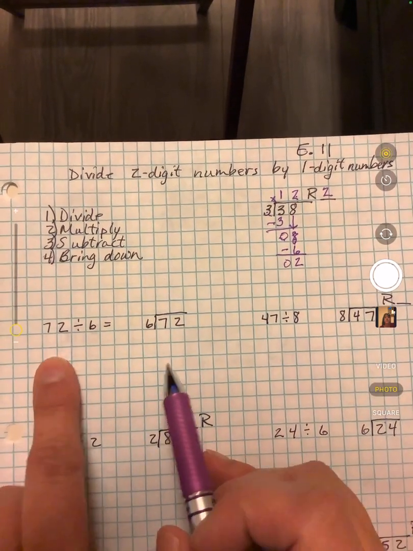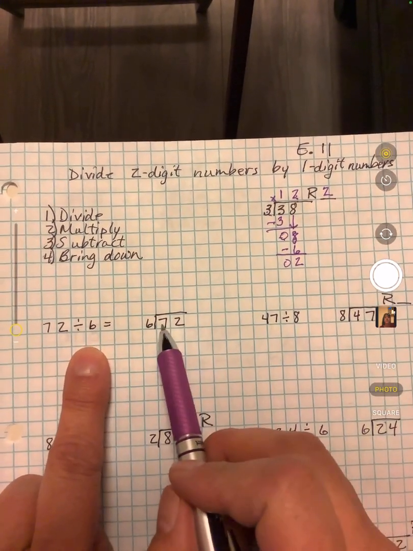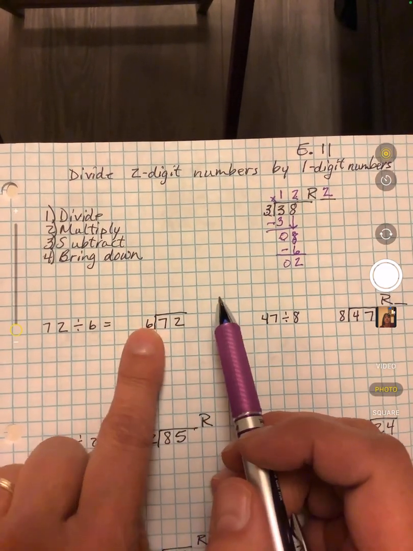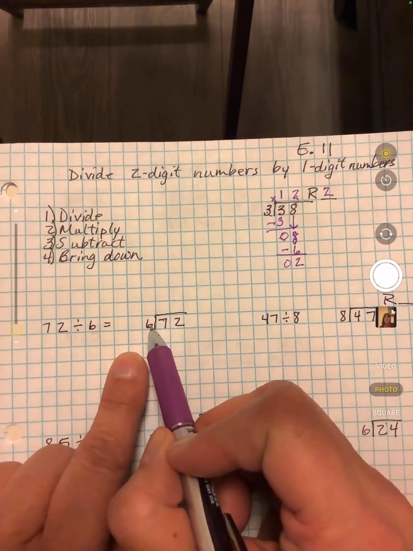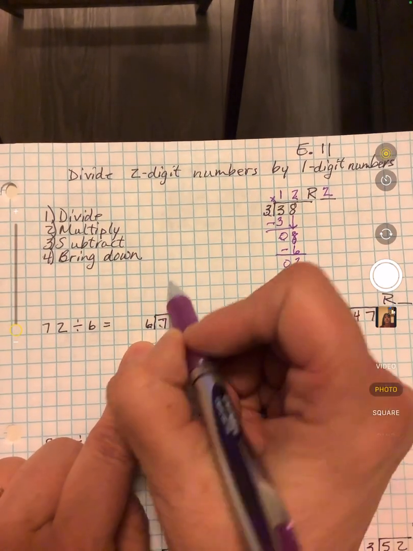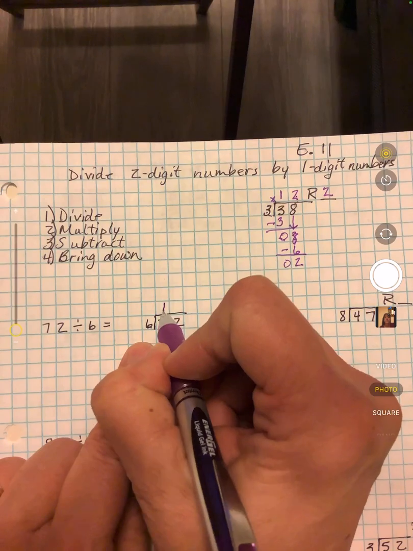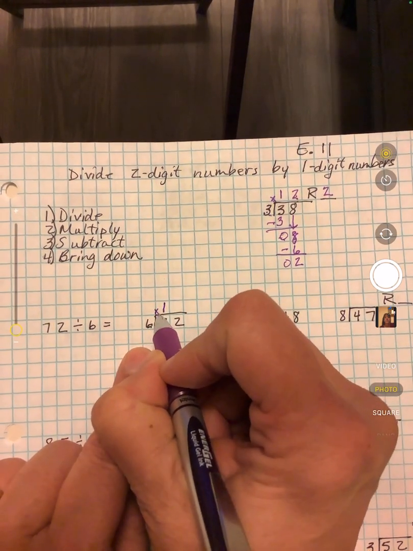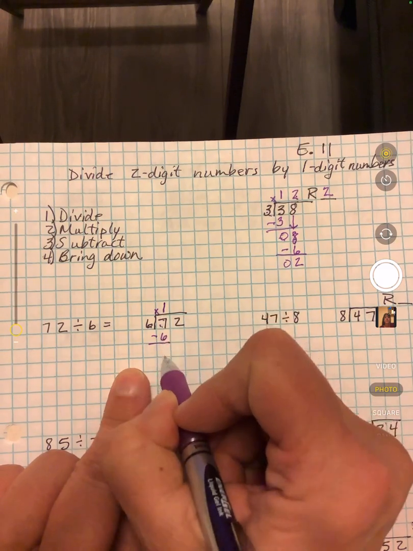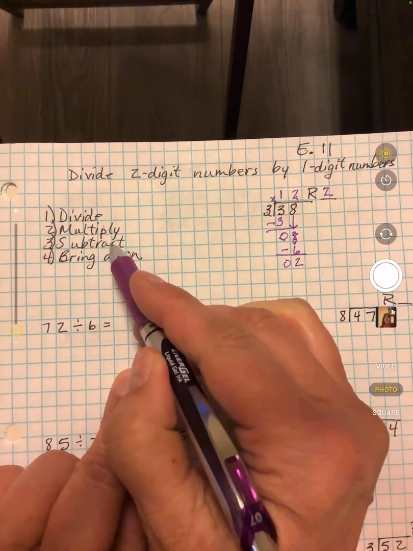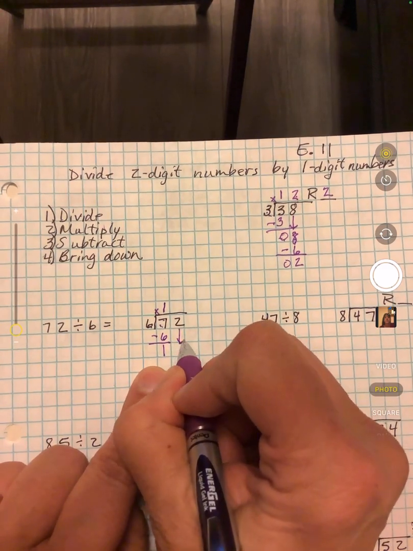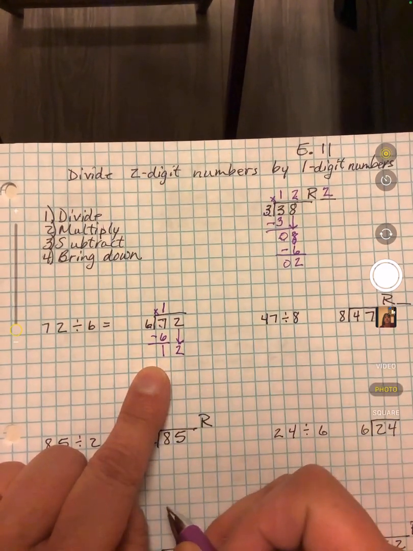So here we have 72 divided by 6. We put the 72 inside the box. Now I have 7 divided by 6. Can I put 6 into 7? Yes, I can. 1 time. 1 times 6 is 6. And we subtract. So I divided, multiplied, subtracted. Now I bring down the 2 right next to the last number I wrote down.